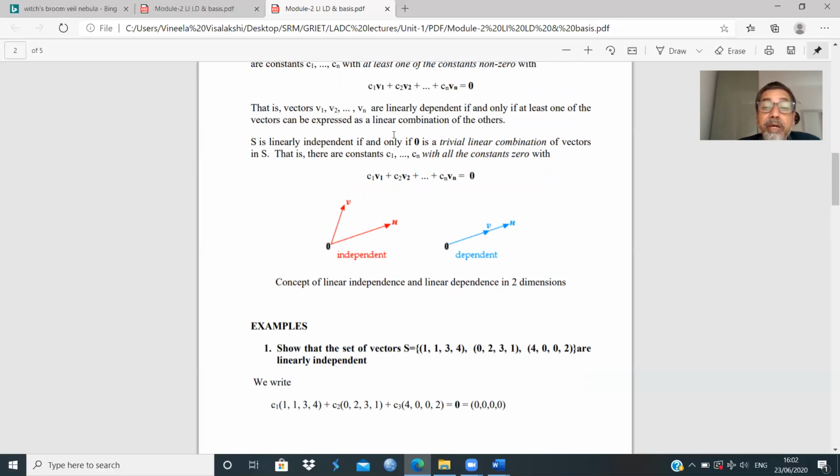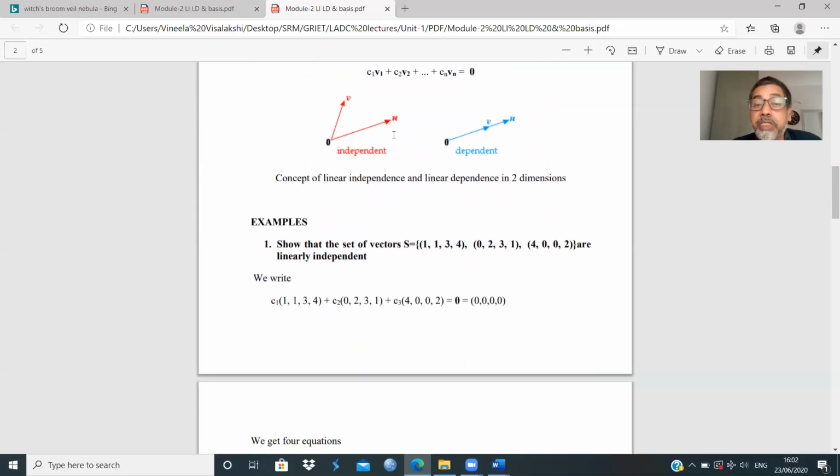If they are non-coincident vectors, then we say the vectors u and v are linearly independent. Otherwise, if they are coincident, then the vectors are linearly dependent. To illustrate, let us look at a couple of examples.